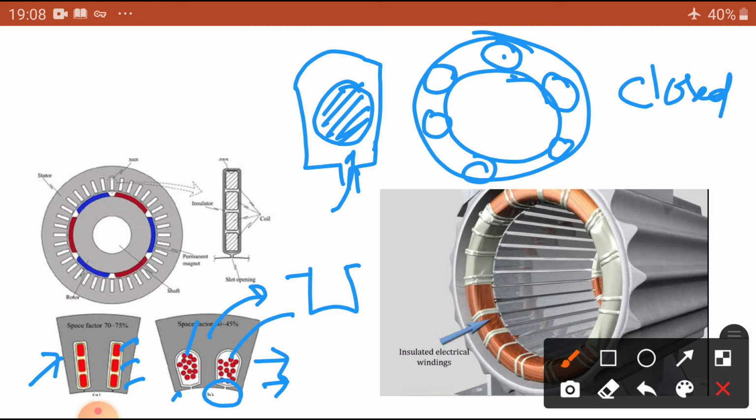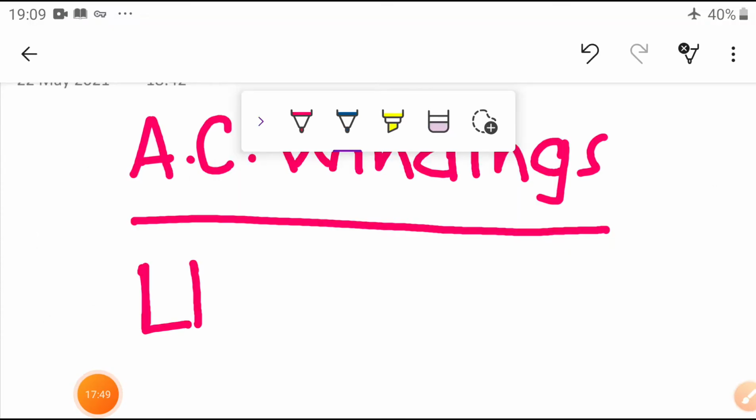Now we are going to calculate the slot pitch also. Here it is very important, how we are going to calculate it. So let us see. Now you can see this is one slot. Inside it we are going to place our coil side, one conductor or coil side. So this is a single layer.